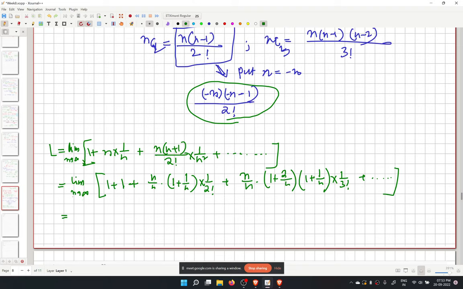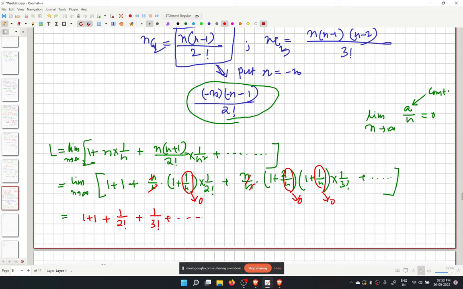Now what will happen if we put n tends to infinity here? So the limit as n tends to infinity of a over n, where a is a constant, is 0. Which implies that when we put the limit, this term will go to 0, this term will go to 0, similarly this term will go to 0, and what will be left? We'll be left with 1 plus 1 plus 1 over 2 factorial plus 1 over 3 factorial, and so on.